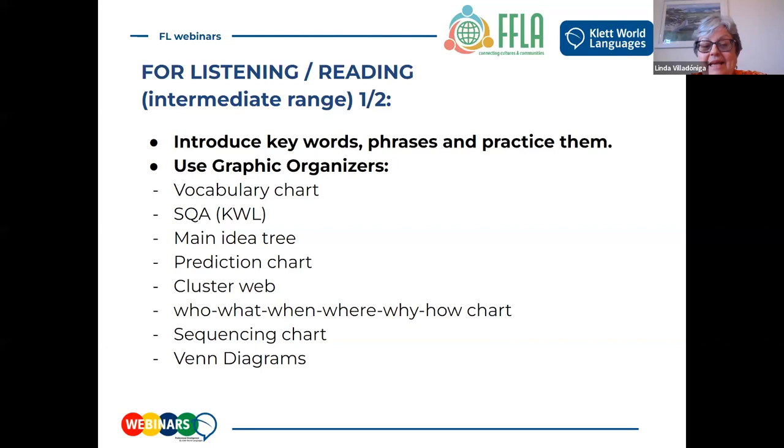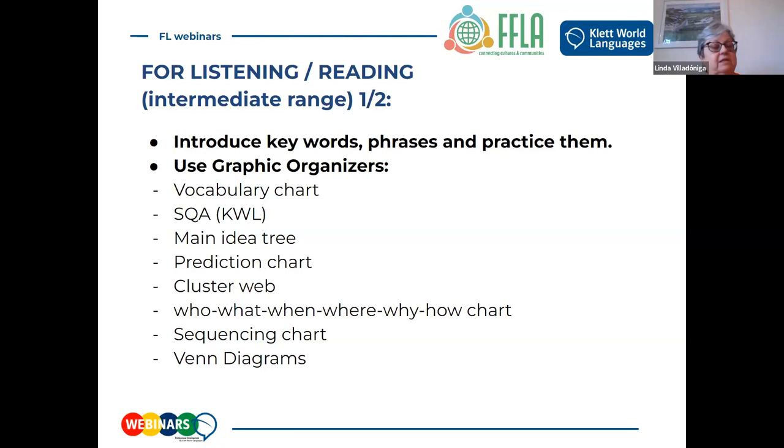certainly not. Cluster web is another way of doing a vocabulary chart, and it works for topics as well. It's a circle in the center of the page with the topic or the vocabulary word, and then smaller circles all around it, maybe 4 or 5, that have synonyms or phrases that mean the same thing or that relate to that vocabulary word. You can do it with main idea and supporting details as well. That's a good way for them to break down the main idea and then break it up into supporting details.